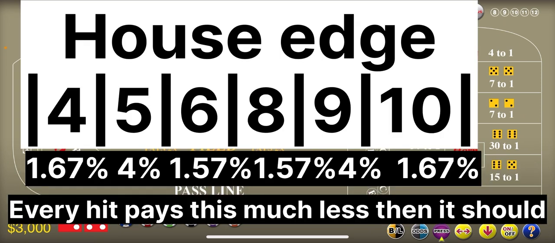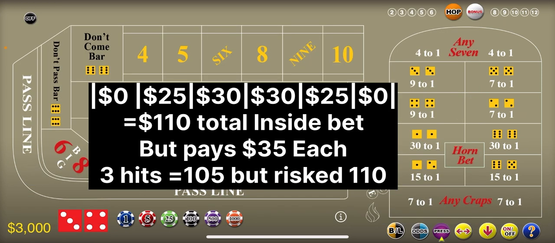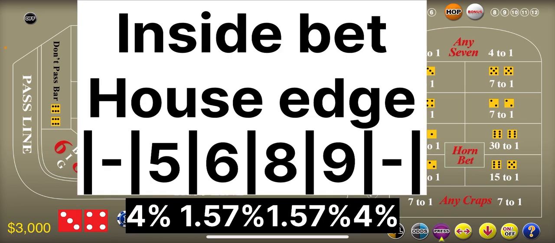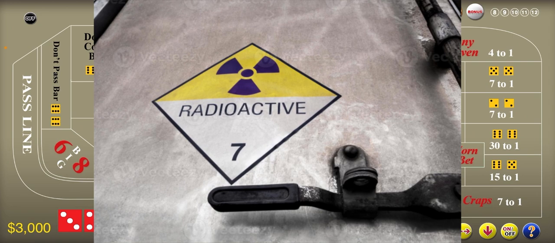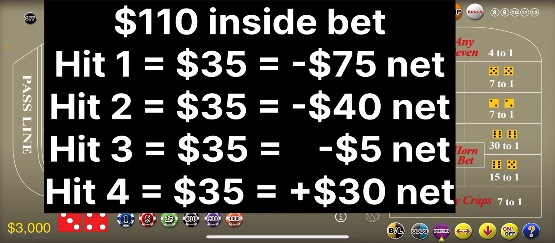So for the example of $110 inside, and you hit 3 times, you would get paid $105 for your $110 investment. In this case, the house edge is $5. But if you get 0 hits, then you lose $110. So in order to profit from a straight inside bet, you have to hit 4 or more times or pull your money out.